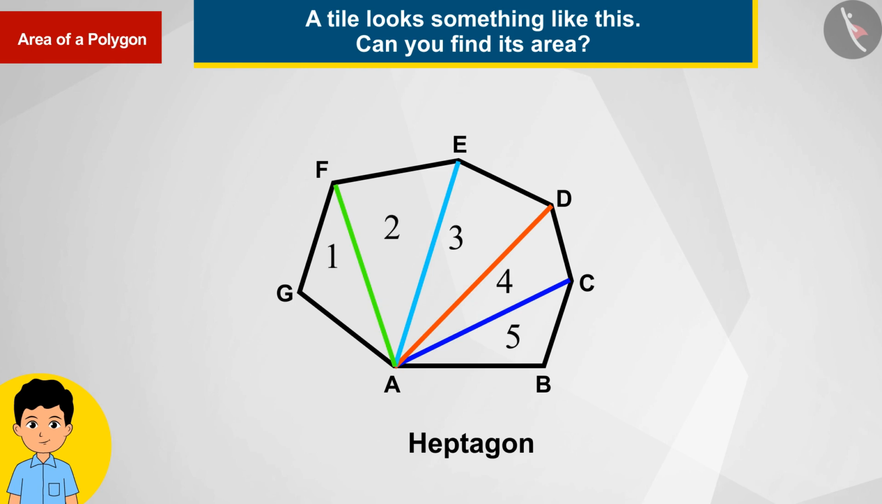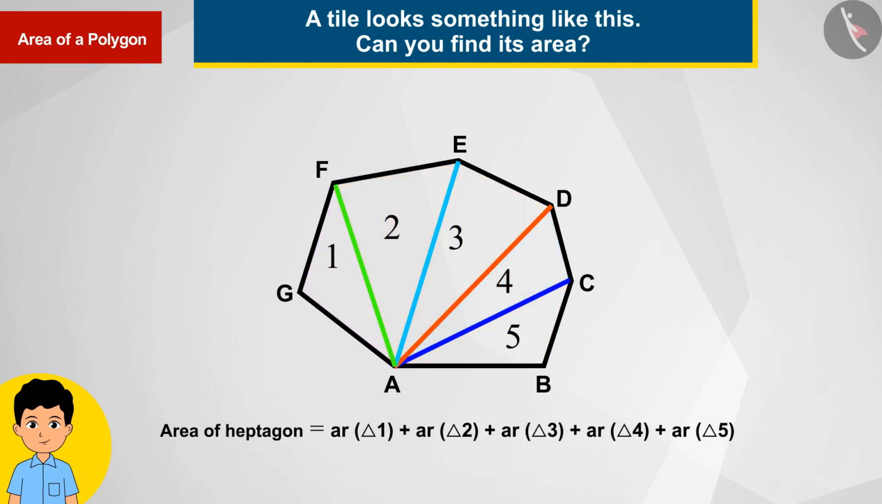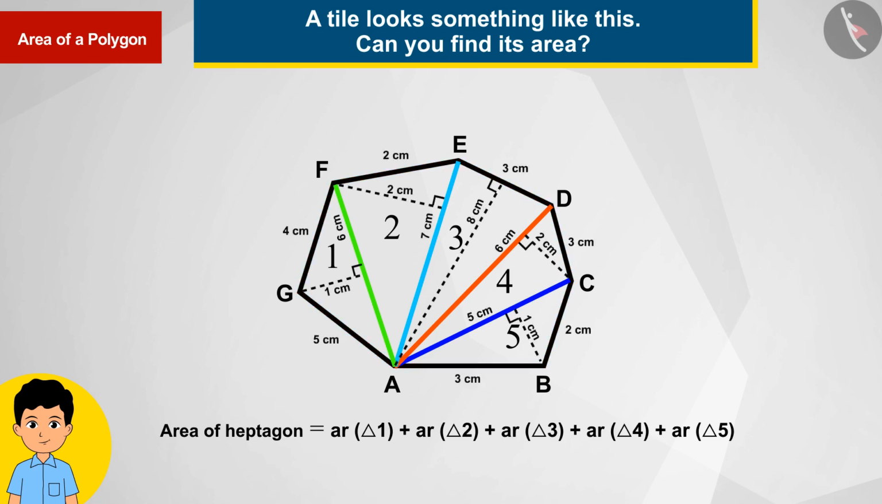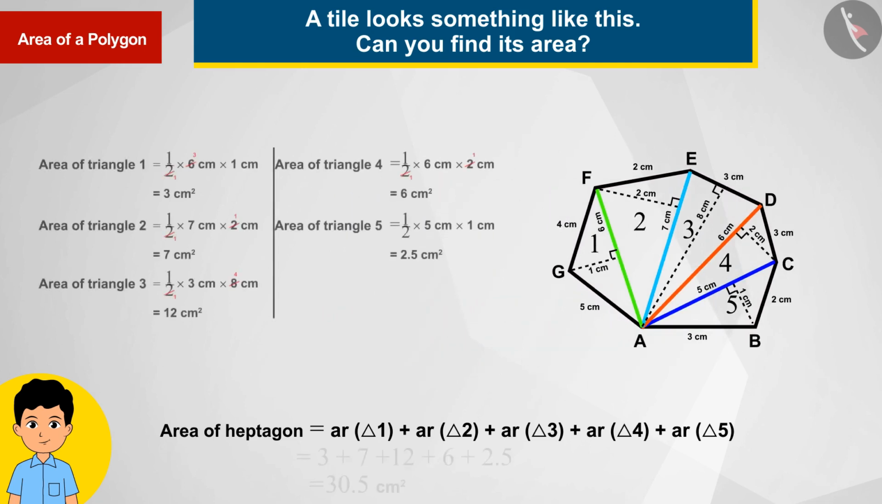He thinks that why not take the sum of the area of all these triangles, which will be equal to the area of the heptagon. Let's say that the measurements of these triangles are as follows. According to which, by calculating something like this, he finds the area of the heptagon, which is 30.5 square centimeters.